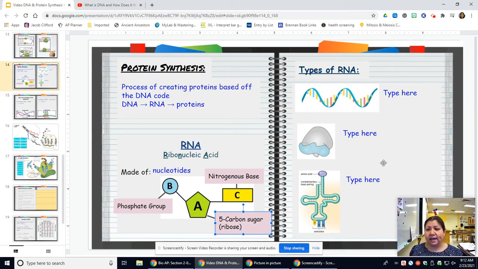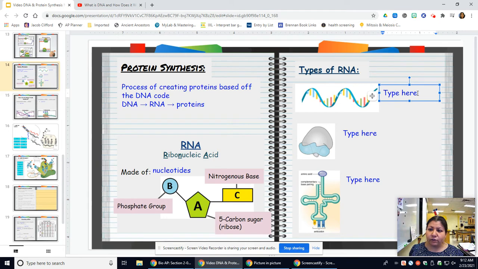Another difference is that if I look over here on the right, I have several types of RNA. There's only 3 here that you absolutely need to know. If you take AP Bio, you're going to learn that there's actually a lot more than 3, but we're just going to focus on the 3 main ones right here. If I look at my strand of RNA up here at the top, I can see that it's a single strand. DNA we know is double-stranded. So RNA being single-stranded is one of the differences.